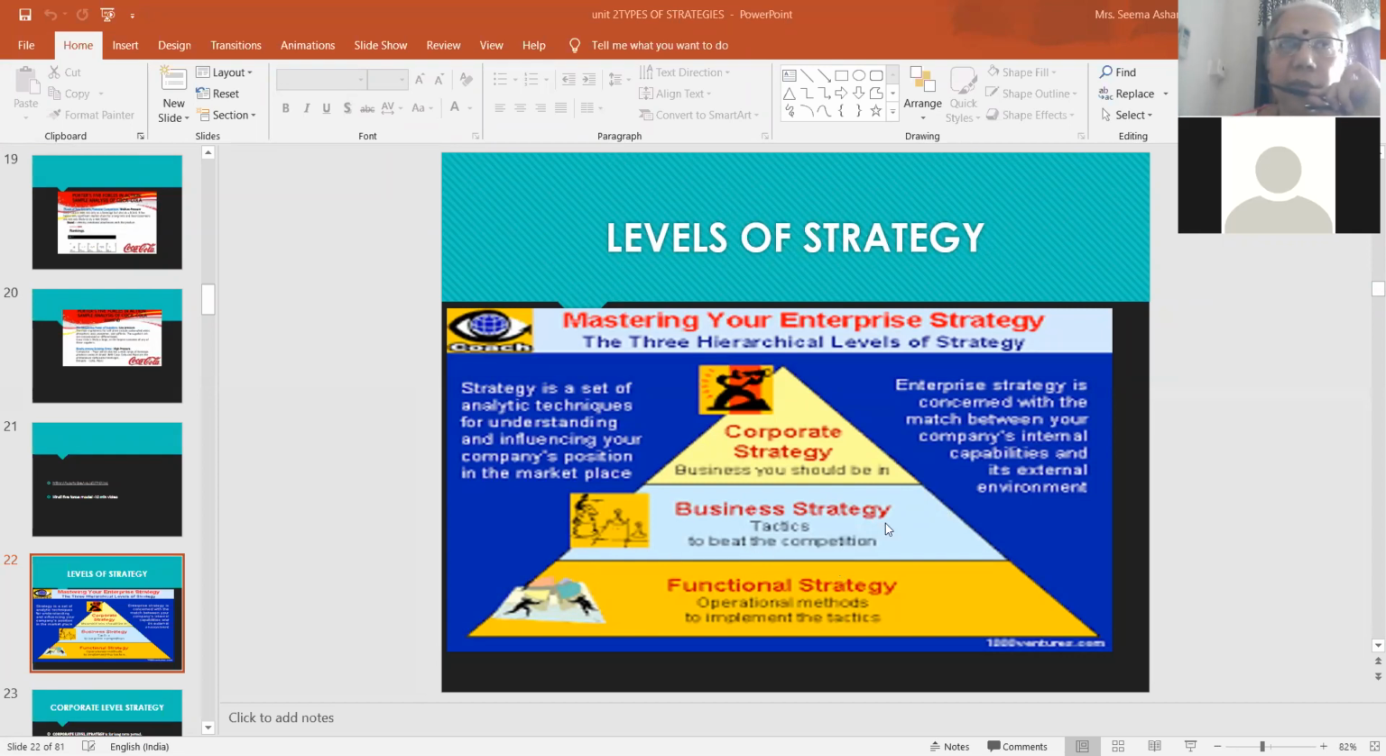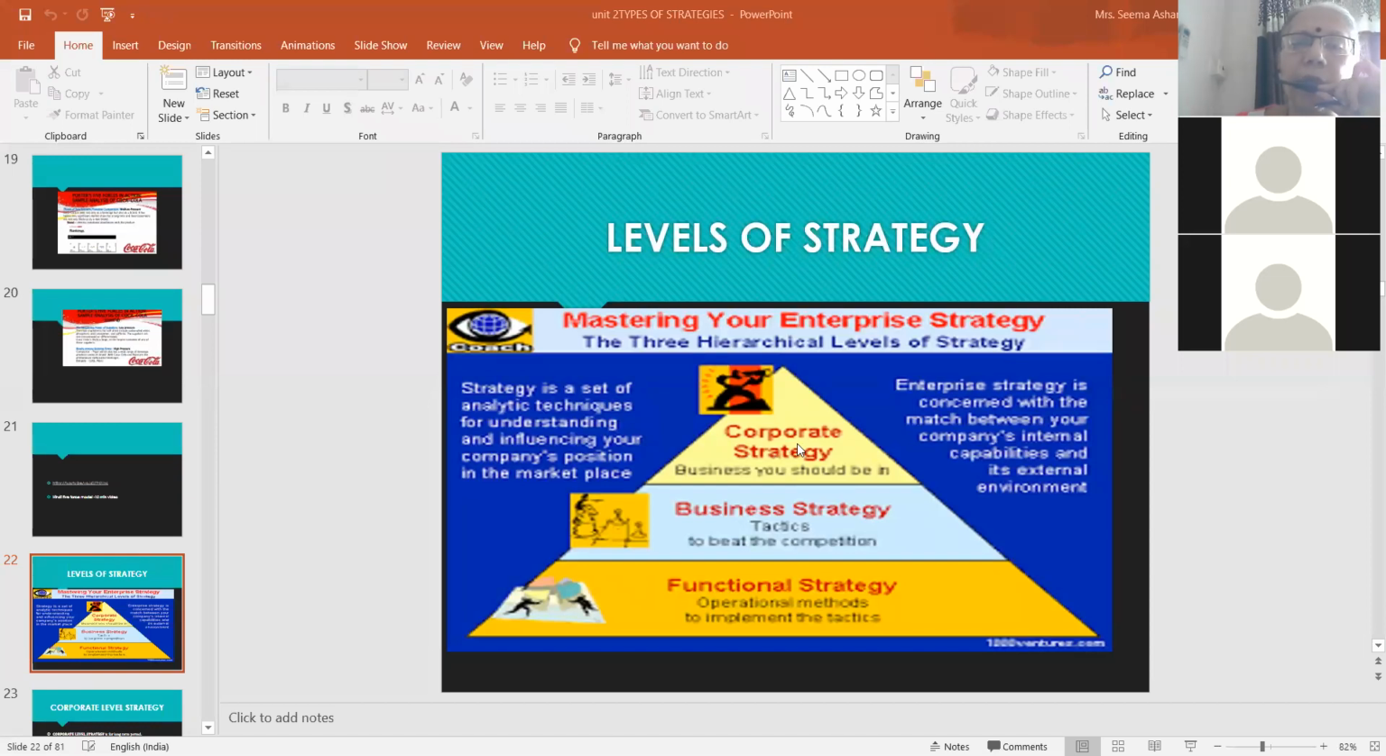Business level strategy is also called as SBU level strategy. I hope you remember the full form of SBU, right? Anybody? What is the full form of SBU? Unmute and reply. Strategic business unit. Yes, strategic business unit. Correct. Okay. Corporate level strategies are also called as grand strategies.